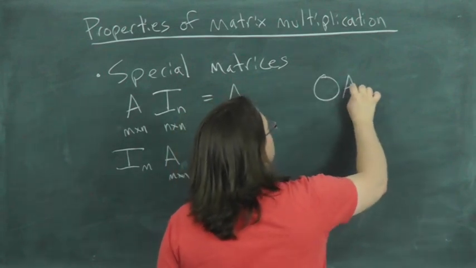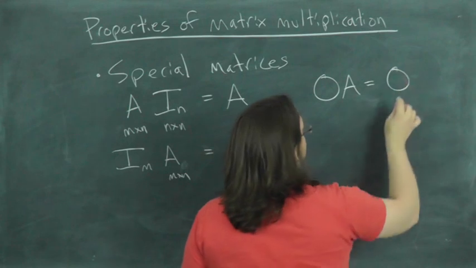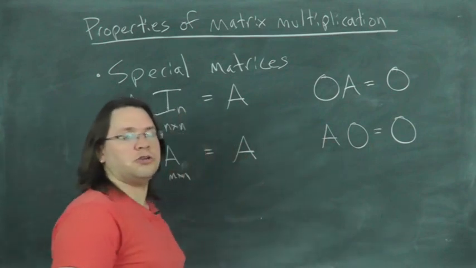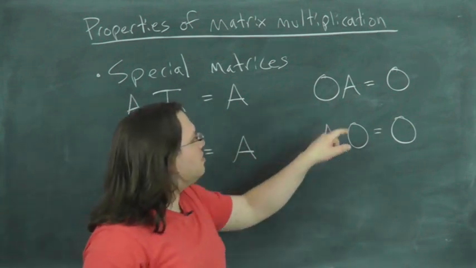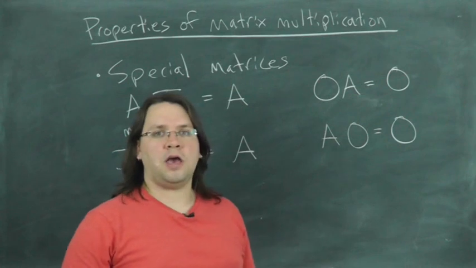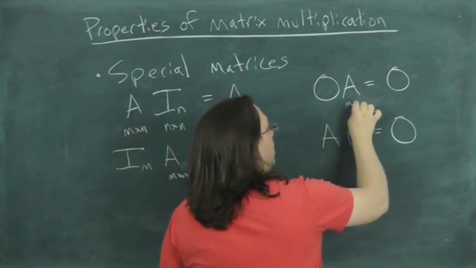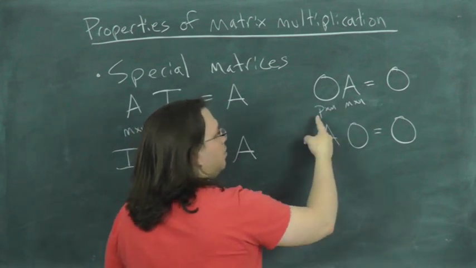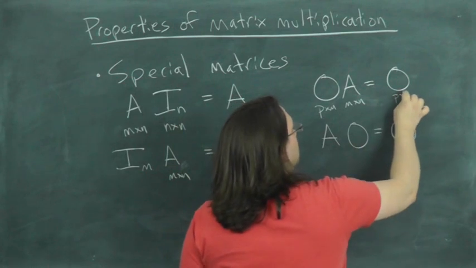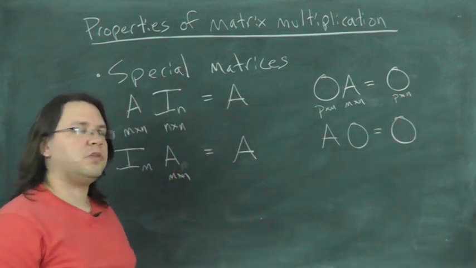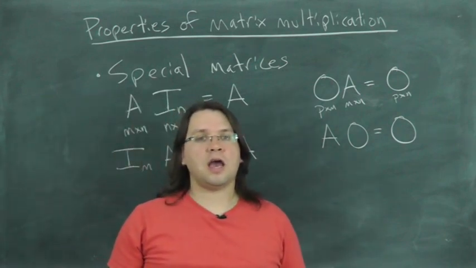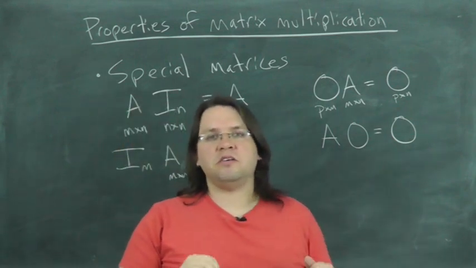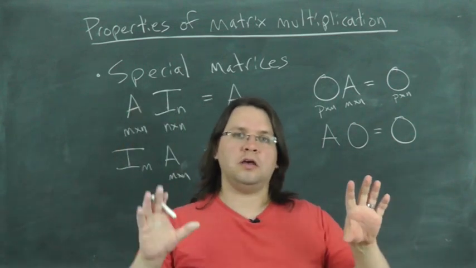The zero matrix times A is always the zero matrix, and A times the zero matrix is always the zero matrix, as long as you pick a zero matrix that you can actually multiply by A on this side. So if A is m by n, then this 0 matrix needs to be, say, P by M, and then this matrix will be a P by N 0 matrix. So 0 acts like 0, identity acts like 1 for the purposes of multiplication.